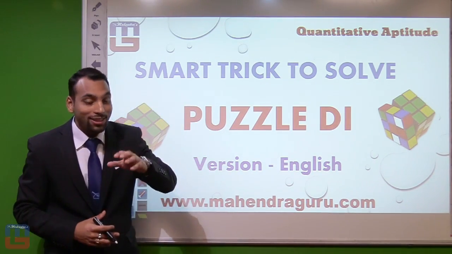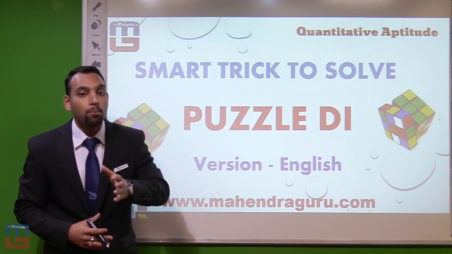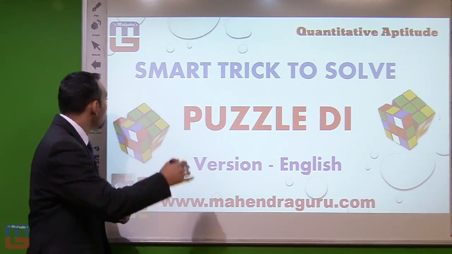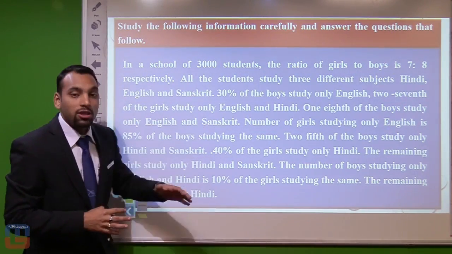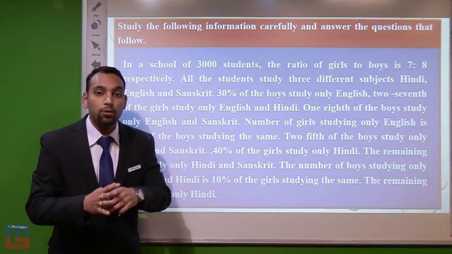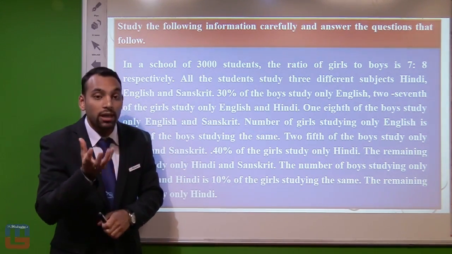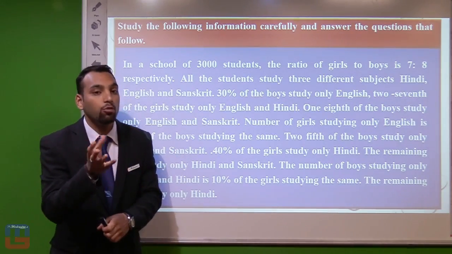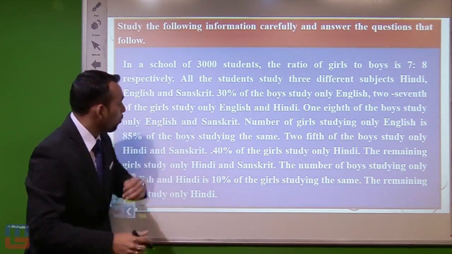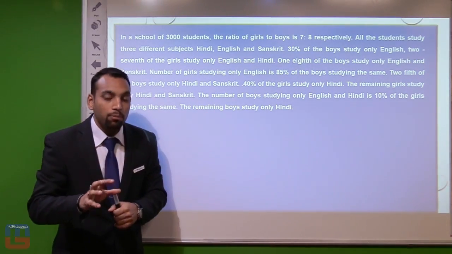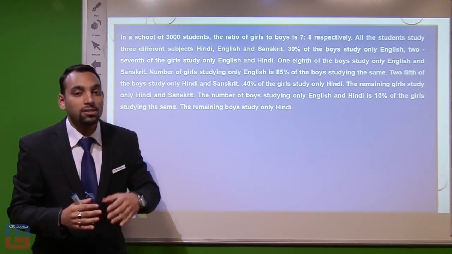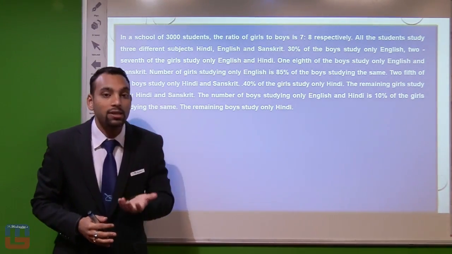Puzzle DI is going to be a very important topic as far as the SBI Clerk Mains exam is concerned. In puzzle DI the data is given in the form of statements, so we have to make the Venn diagram from this data. So how will we make the Venn diagram? Let us see what we have to do. If we have the Venn diagram, then it is very easy to give the answer.